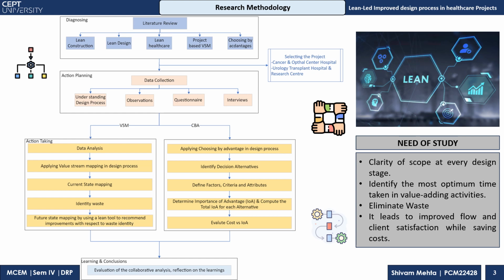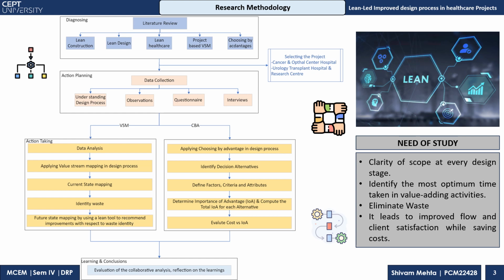First of all, for diagnosis, the first thing done was a literature review, in which vast literature was reviewed: first for construction, then lean design, lean healthcare, project-based VSM, and CBA. After the literature, we went for action planning, which covers data collection: understanding the whole design process, then observing the process, then a questionnaire, then interviews with the stakeholders and experts. After the data collection, we went for action taking, which we can call data analysis.